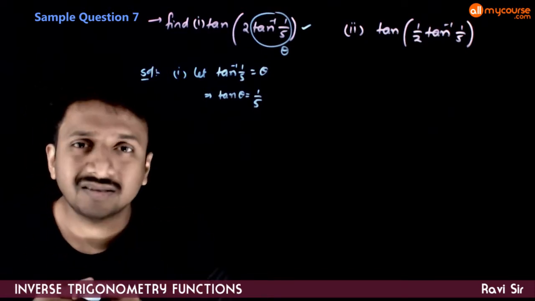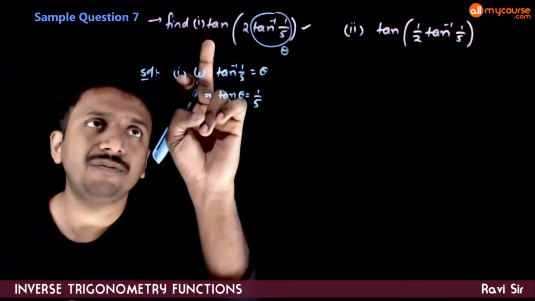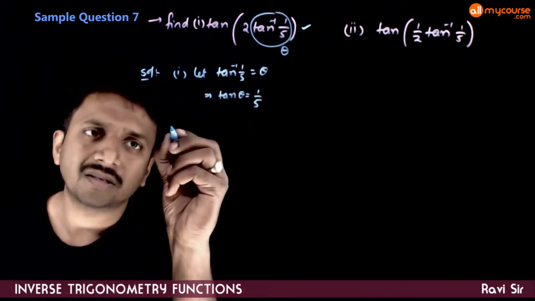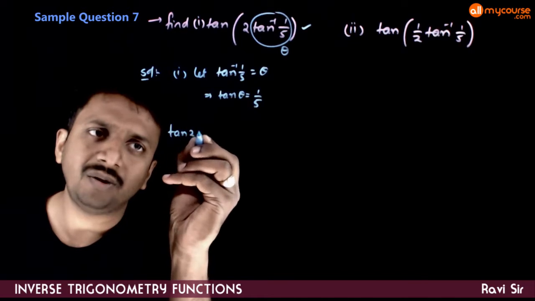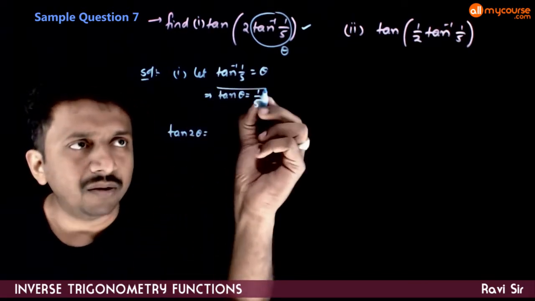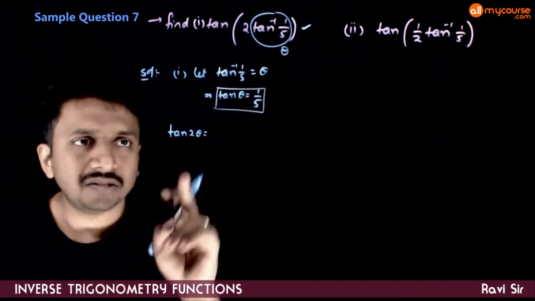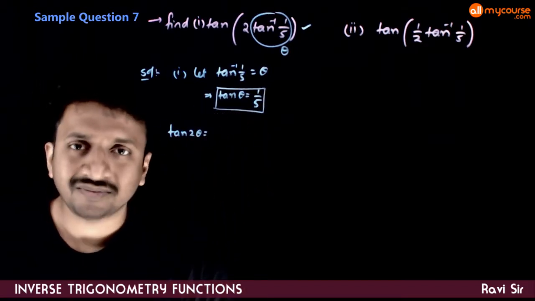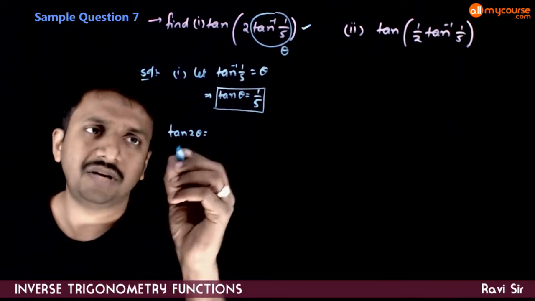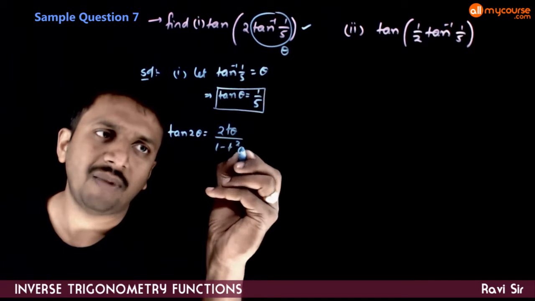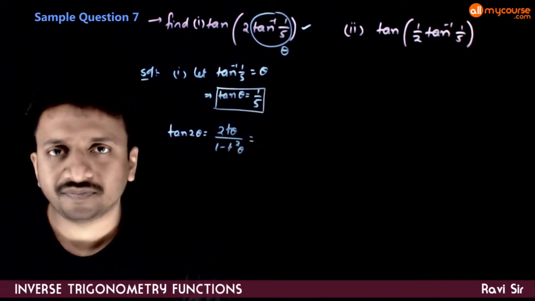Now, what is the question? You need to find tan of 2 times theta. So the question is to find tan 2 theta. And you know the value of tan theta. So using the value of tan theta, can you find tan 2 theta? Yeah, very simple. So tan 2 theta is 2 tan theta by 1 minus tan square theta.